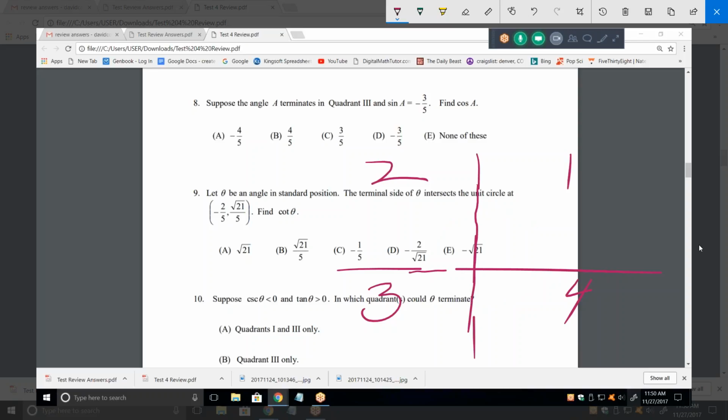There's a good little mnemonic to memorize. All students take calculus. The A means that all 6 trig functions are positive in the first quadrant. The S means that sine is the only trig function that's positive in the second quadrant. Now, of course, if sine is positive, then cosecant is also. So in reality, that's sine and cosecant.